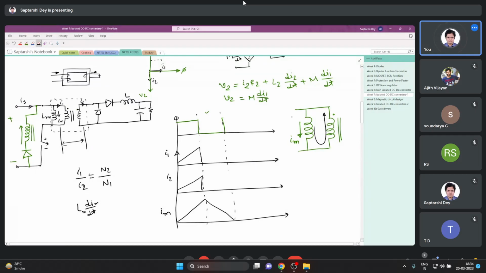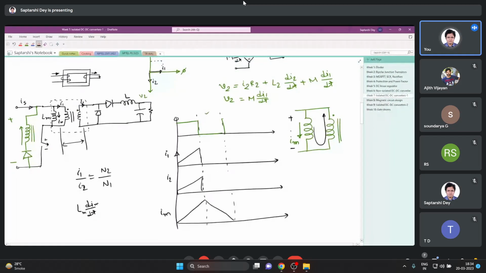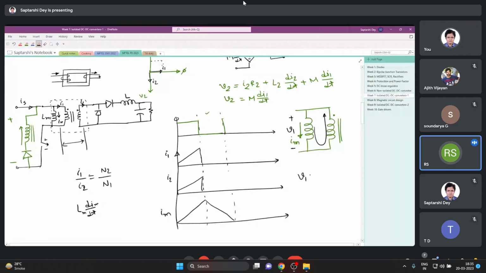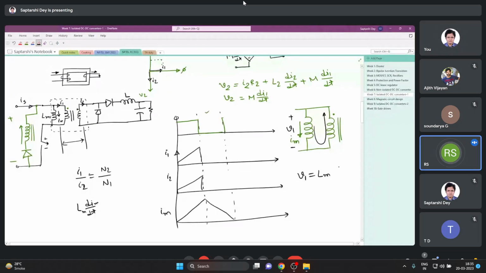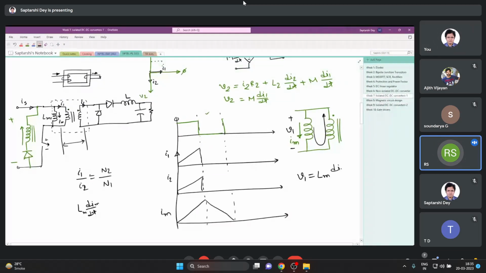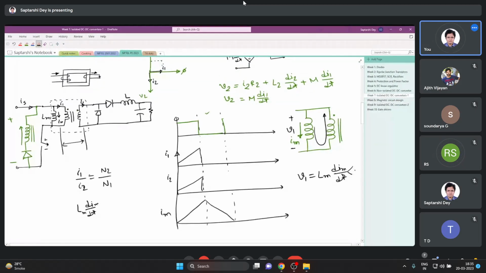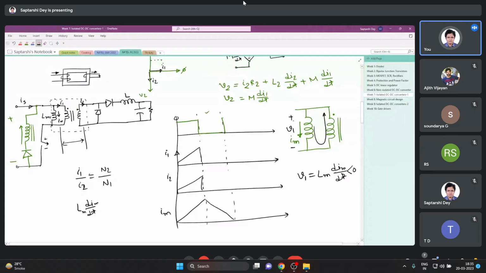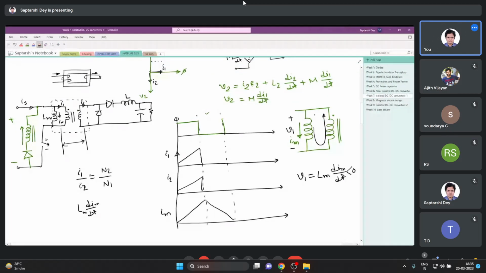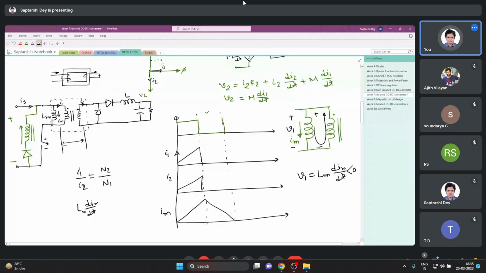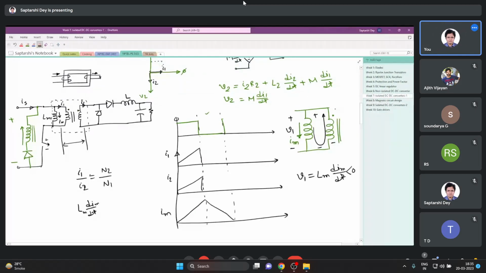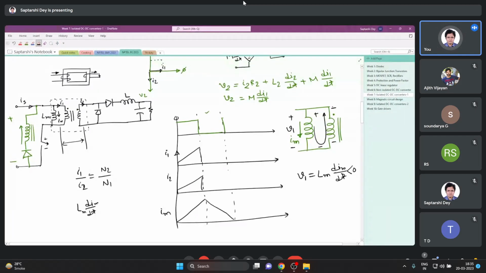So what do we have now? The voltage here, if I write it as V1, the primary voltage, V1 is Lm dIm/dt, right? And it is reducing, so it is negative. The same voltage is coming here, the whole voltage. So on the undotted terminal we have minus, on the dotted terminal we have plus.